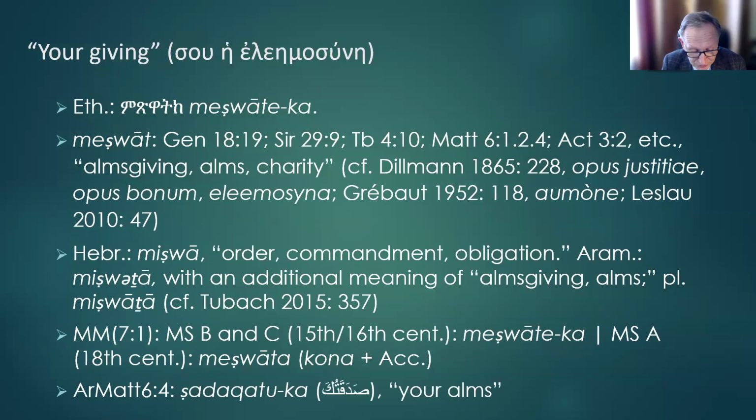The Greek expression for 'your alms' in Matthew 6:4 is translated into Ethiopic as mitzvot ke. The term mitzvot appears in several biblical texts and generally means almsgiving, alms, or charity. It derives from the Hebrew mitzvah, meaning order, commandment, or obligation. However, the Aramaic mitzvete carries the added sense of good deed, almsgiving, or alms. And the Syriac mitzvoto likely influenced the Ethiopic term. This meaning is consistent in both the Gospel and the seventh miracle of St. Menas.